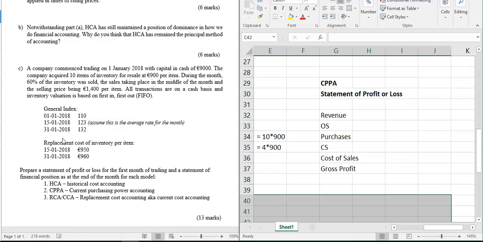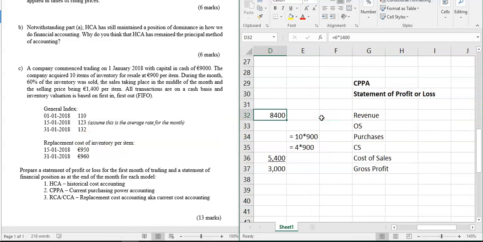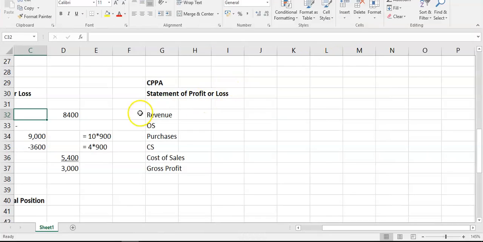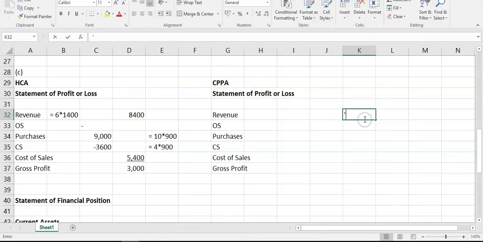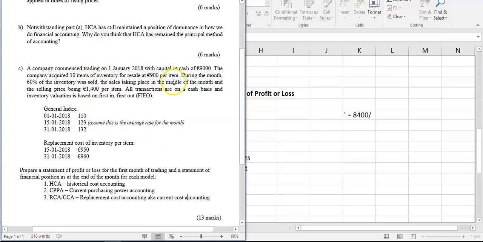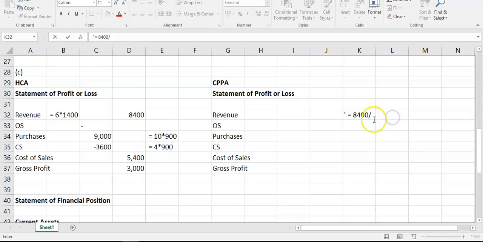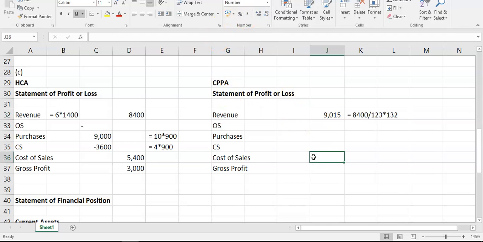So firstly, we're going to look at the revenue. The revenue in historical cost accounting was 8.4. So I'll make this a bit bigger here. We're going to say here, it's going to be 8.4 divided by the index when it was sold. The sales happened in the middle of the month. You divide by 123 and you multiply by the end of month index because the prices have risen. So if those sales had taken place at the end of the month, they would have been 9014, or we'll round there to 9015. So you're saying because the sales took place during the middle of the month, you have to bring them to what the value would have been at the end of the month.